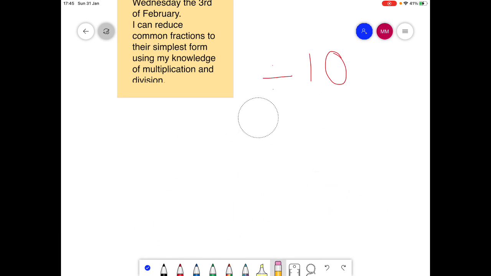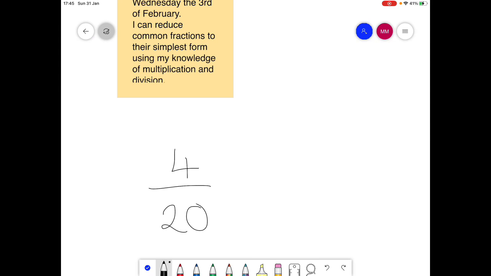One last example then, boys and girls. If you had 4/20ths. Now let's think, what can 4 and 20 both be divided by? So they can both be divided by 2. Is there any other things that they could both be divided by? Hopefully you recognise they were both on the 4 times table. So we're going to divide by 4 then, boys and girls.